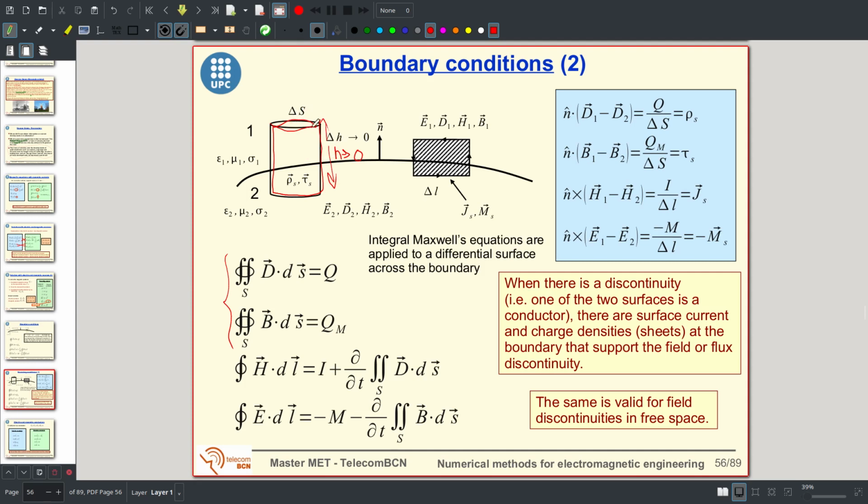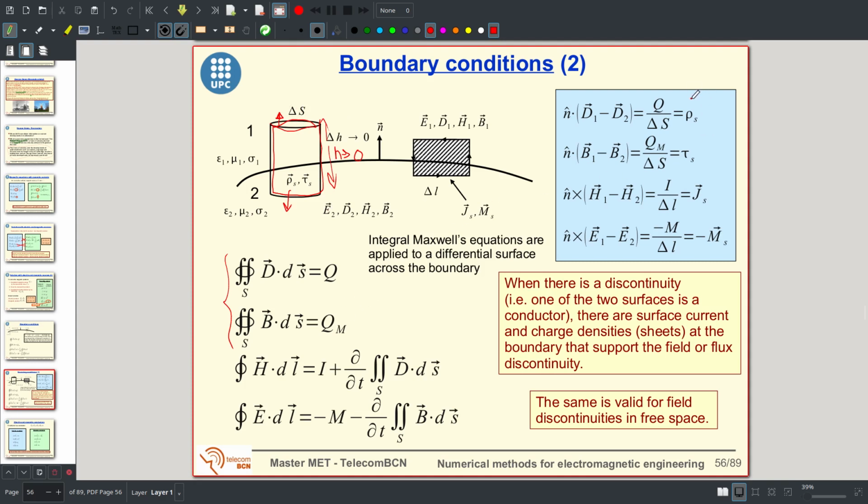If the cylinder is differential, then there is a very small surface cap, and essentially the total flux becomes the subtraction between the electric field normal to the surface in medium 1 minus the field normal to the surface in medium 2. And I say minus because the unit normals to the surface are opposite.